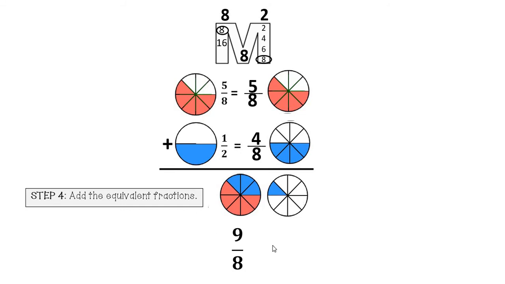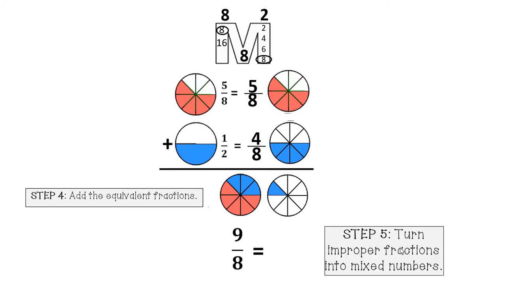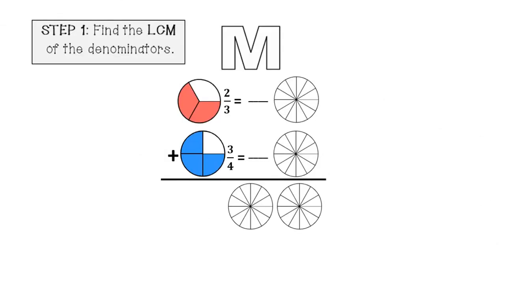And as you can see from the picture, that improper fraction can be rewritten as a mixed number, where we have, step 5, turn improper fractions into mixed numbers. We're going to write 1 whole and then 1/8 left over. And so our final answer for this problem would be 1 and 1/8. Let's look at the next one that has a picture with it.